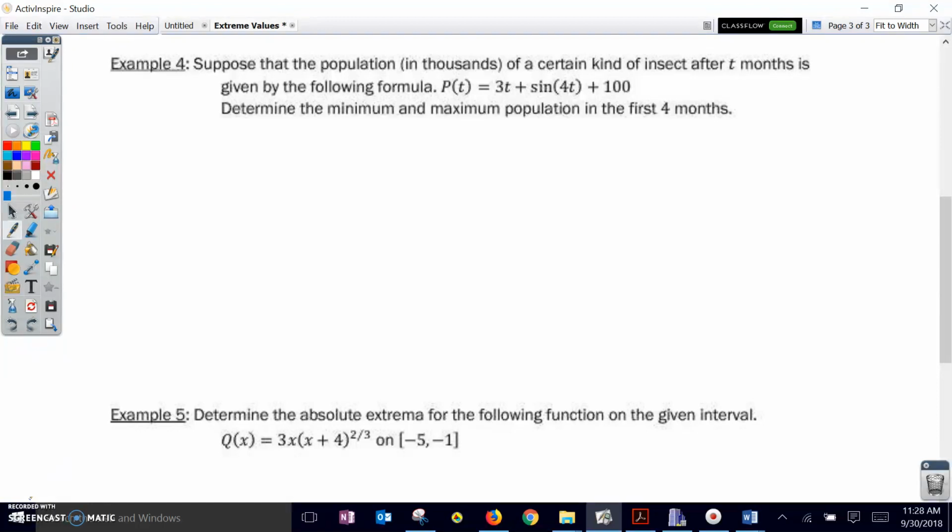Now when we say minimum and maximum here, we're talking about the global minimum and global maximum of the population in those first 4 months. Notice that we have our endpoints for this function because it's defined as in the first 4 months. Our endpoints are 0 and 4. So those are going to be two candidates for where the minimum or maximum population could occur.